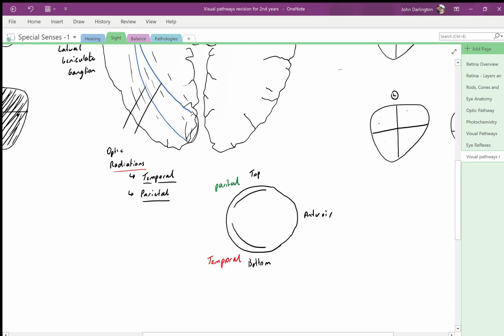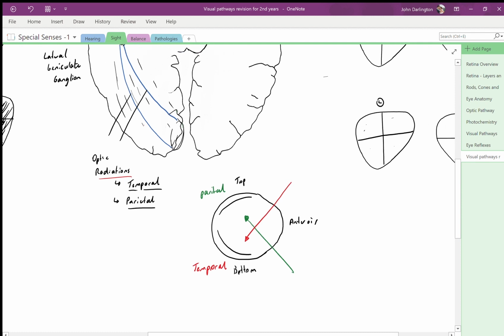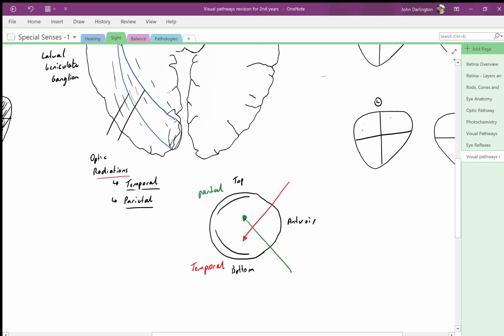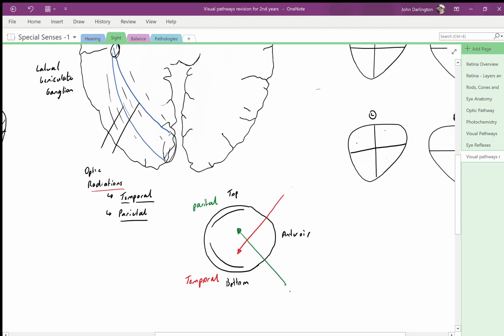As a result, because they're on top, they take in information from the inferior aspects. And vice versa, because the temporal is on the bottom, it takes in information from the superior vision, okay? So because the parietal fibers are on top, they take the inferior information, and because the temporal is on the bottom, they take in the superior visual information. And this means that if you lose vision in a particular quadrant, you can narrow it down.